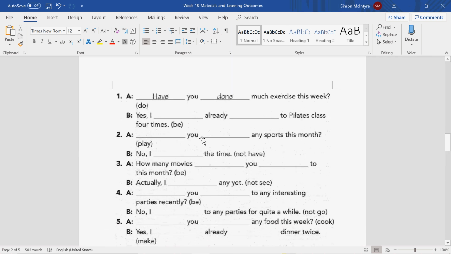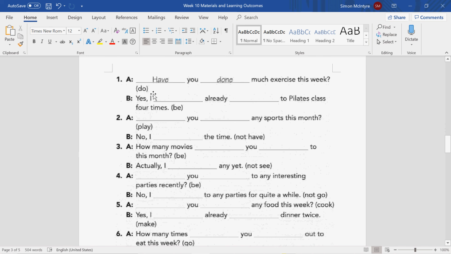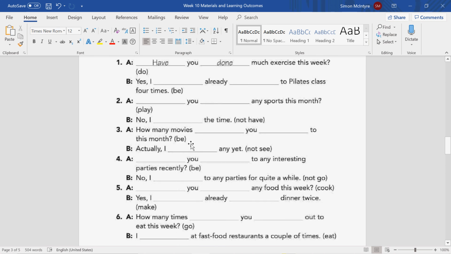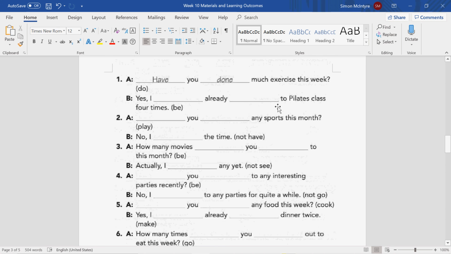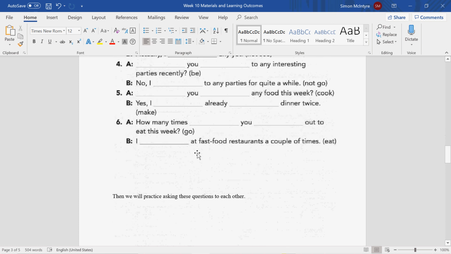So when we get to class this week, I want you to, before class, fill out this dialogue for yourself. And in the first part of class, I'll get you to practice this together with your partner to develop some natural conversation speaking. Right? So you should be able to fill in this pretty easily for yourself. Have you done much exercise this week? Yes, I have already been to Pilates class 4 times. Have you played any sports this month, and so on. And then we'll practice that in class when we get to it.